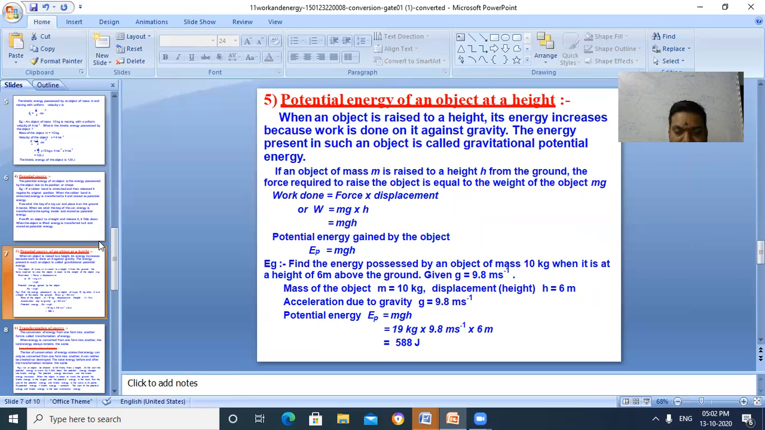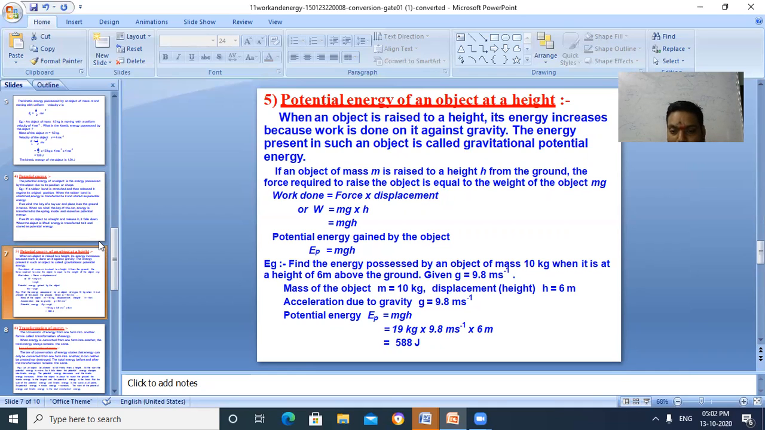Now, if an object of mass m is raised to a height h, then the force required to raise the object is equal to mass into g, that is m into g, against gravity. When the force is multiplied with height or displacement, we get the work done. So work done here is equal to m into g into h, that is mgh. So potential energy, abbreviated as capital E suffix small p, is equal to mgh. We can now do some small numericals based on potential energy equal to m into g into h, that is the product of mass, acceleration due to gravity and height.